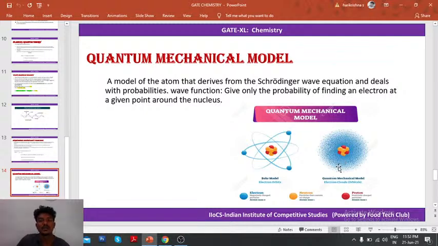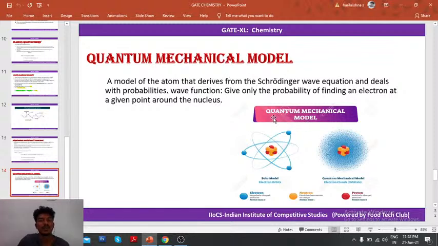So in this model, from a particular point we will be locating an electron. We find an electron from a given point around the nucleus. It might be any point, and from there we will be finding an electron. That is known as the quantum mechanical model. It is mainly applicable to the hydrogen atom and various other atoms also. To find an electron, we use this quantum mechanical model for hydrogen and other atoms.